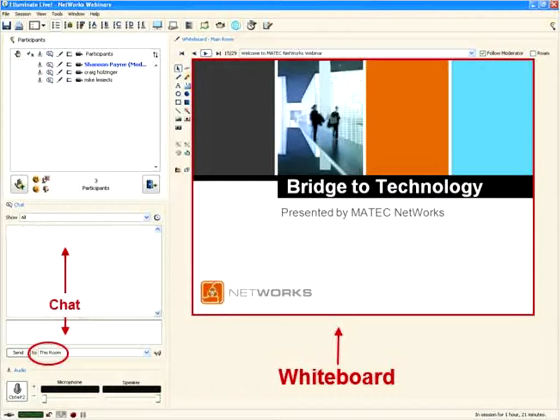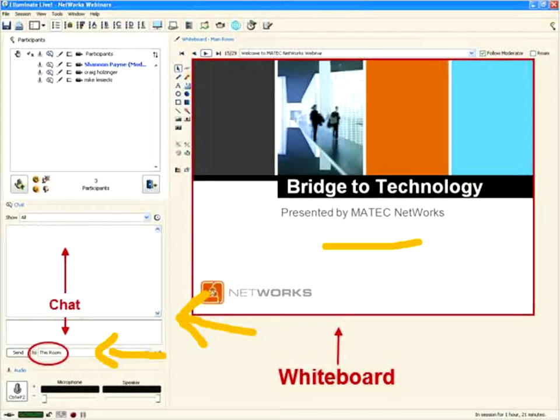So what you see in front of you is a screenshot of the Illuminate session. And that's right here. This is the whiteboard. This is where the presentation slides will be displayed. This is where you're going to be looking most of the time. And then we have the chat box. And the chat box is where you can type your questions and your comments, and when you write something, please be sure to send it to this room where you can select where you send it to so that everyone can follow the conversation. I'll be keeping track of any questions that we have so that we can address them as time permits and during the Q&A breaks throughout the webinar.